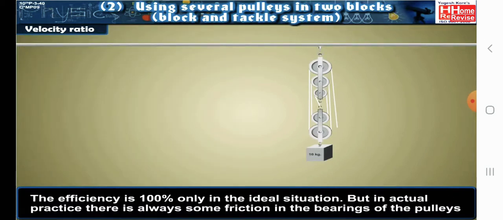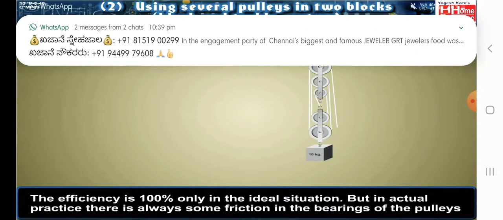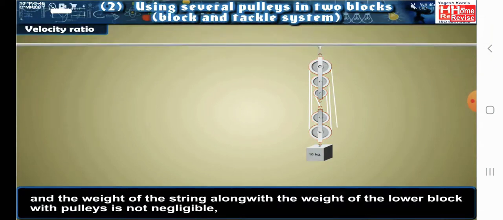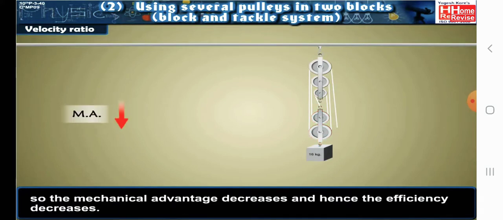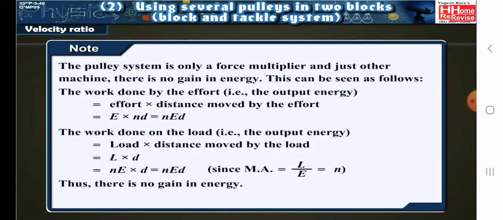The efficiency is 100% only in the ideal situation. But in actual practice, there is always some friction in the bearings of the pulleys, and the weight of the string along with the weight of the lower block with pulleys is not negligible. So the mechanical advantage decreases and hence the efficiency decreases. Note, the pulley system is only a force multiplier, just like any other machine. There is no gain in energy. This can be seen as follows.